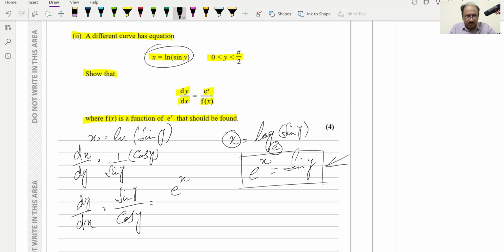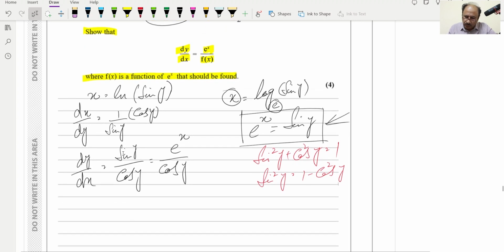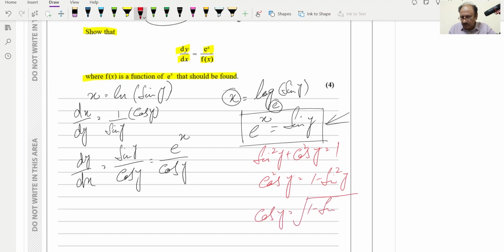So we can write e raised to the power x over cos y, and for cos y also we know that sine square y plus cos square y is equal to 1. So sine square y is equal to 1 minus cos square y, and we can take the root to get the value of sine y. But we require the value of cos y, so we can write cos square y is equal to 1 minus sine square y. So we can write cos y is equal to the square root of 1 minus sine square y.